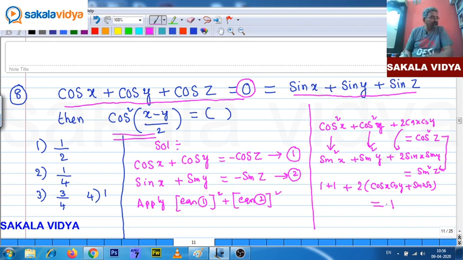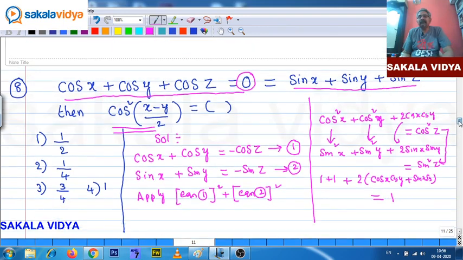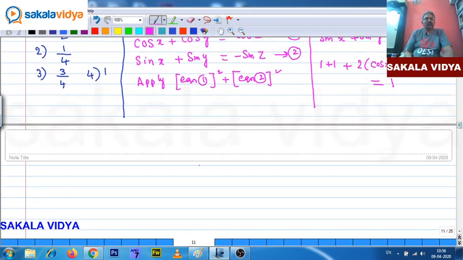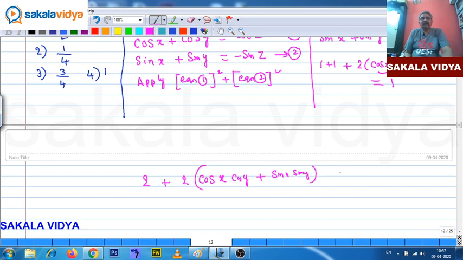So, that means now we have 2 plus 2 times cos x cos y plus sin x sin y, in a bracket, equals 1. So, this is 2 plus 2 cos of (x minus y) equals 1. Take 2 common, and you get 1 plus cos of (x minus y), this is equal to 1.